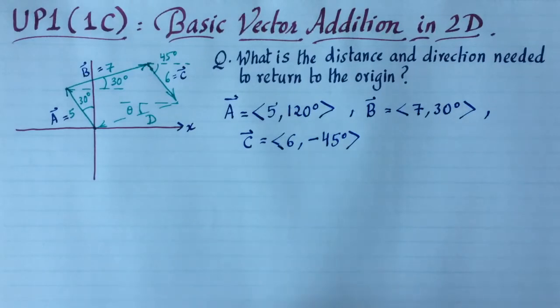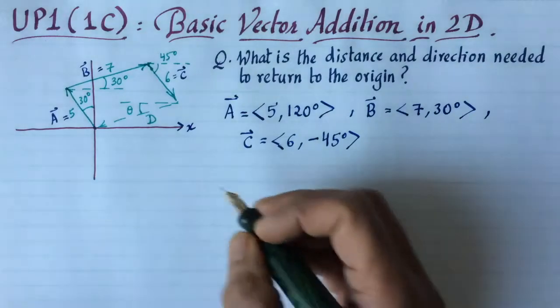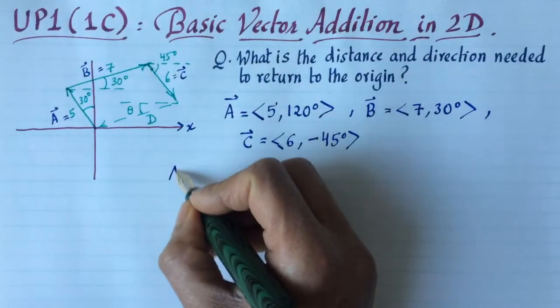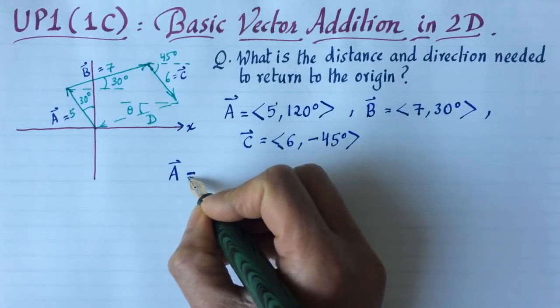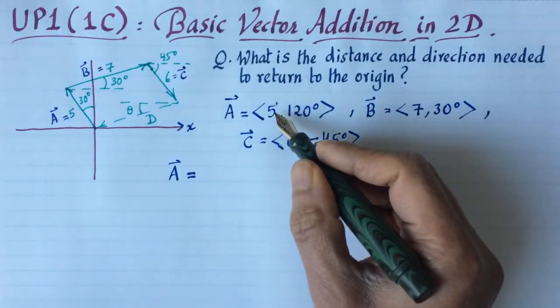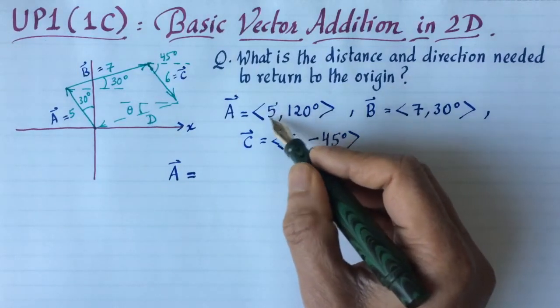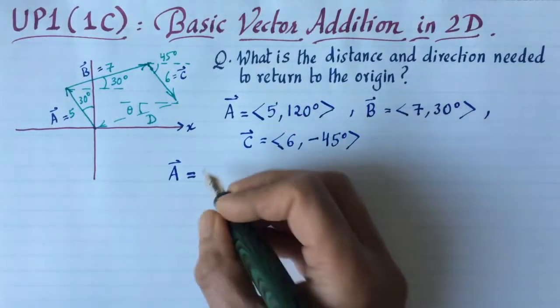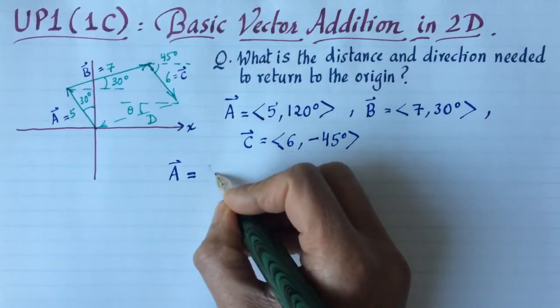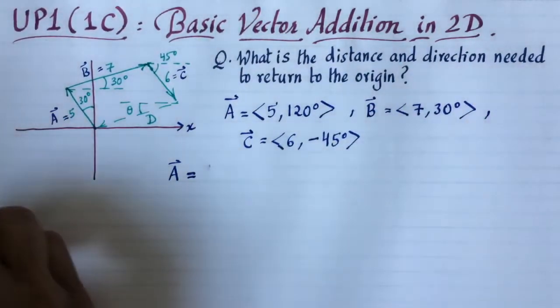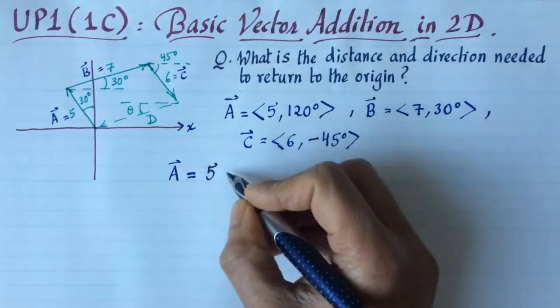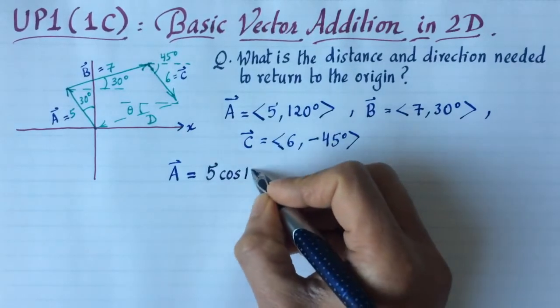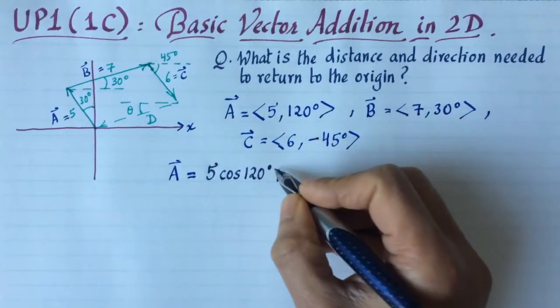Now before you can add vectors, you have to convert them into Cartesian form. So that's the next step. Let's convert all these things to Cartesian form. So the formula there is that the x component is going to be the magnitude times the cosine of the angle. So it's 5 times cosine of 120 in the i hat direction.